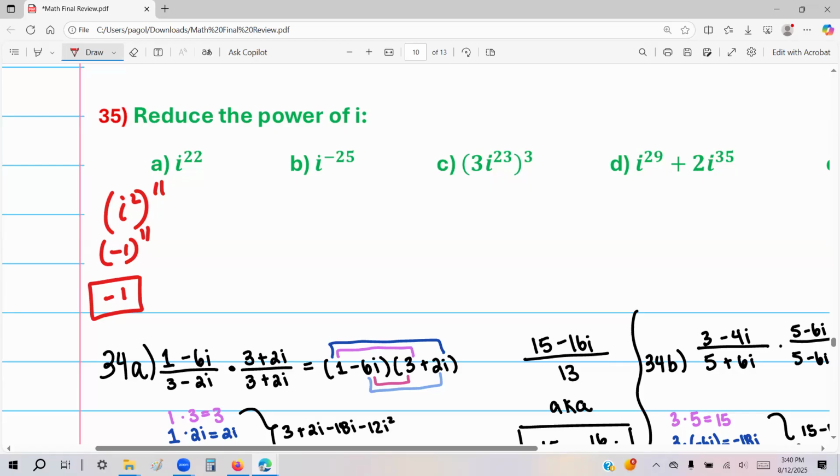The next one, it's 1 over blah, blah, blah. So let me skip that.